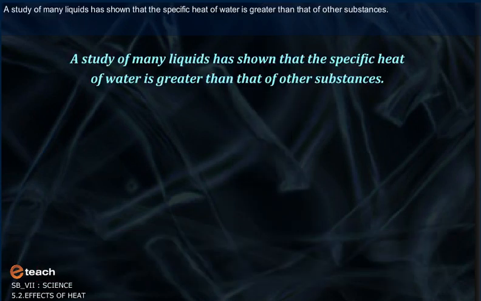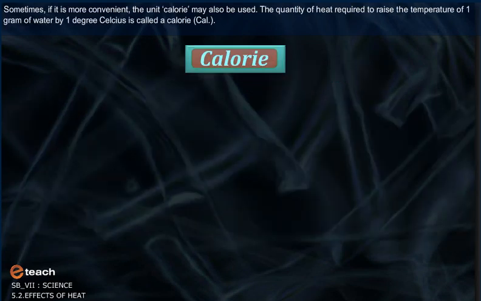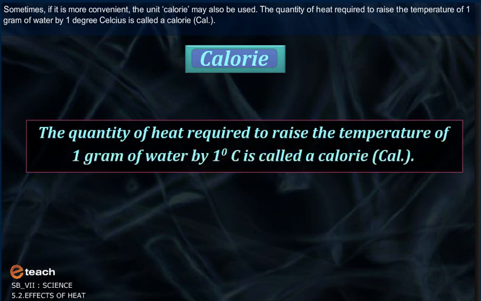A study of many liquids has shown that the specific heat of water is greater than that of other substances. Sometimes, if it is more convenient, the unit calorie may also be used. The quantity of heat required to raise the temperature of 1 gram of water by 1 degree Celsius is called a calorie.